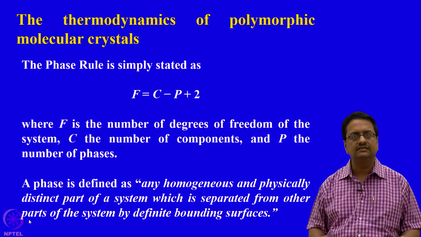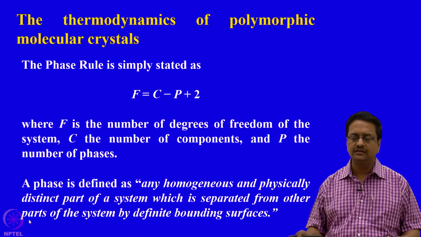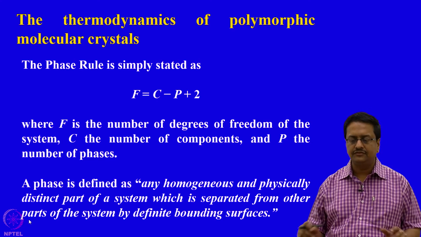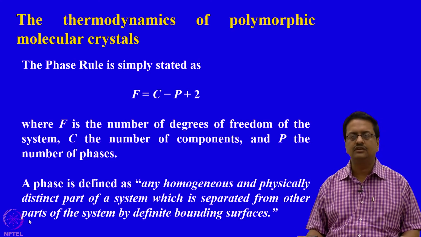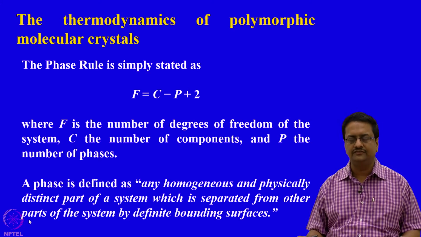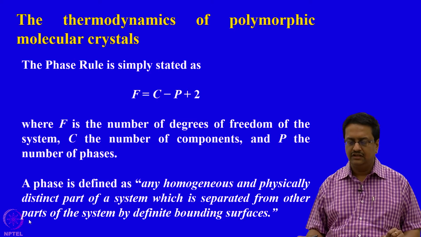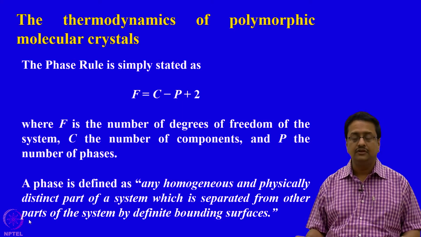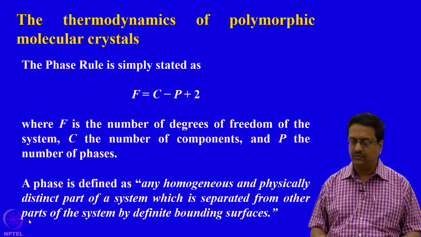So, now we need to understand the thermodynamics of polymorphic forms of molecular crystals. We know the Gibbs phase rule, stated as F equal to C minus P plus 2, where F is the number of degrees of freedom of the system, C the number of components, and P the number of phases. And we define a phase as any homogeneous and physically distinct part of a system which is separated from other parts of the system by definite bounding surfaces.